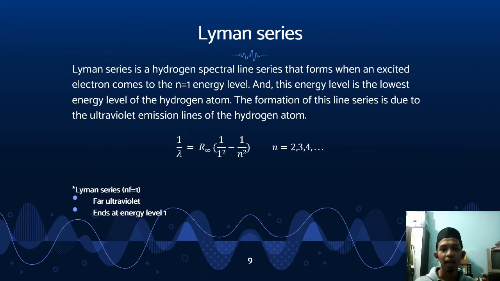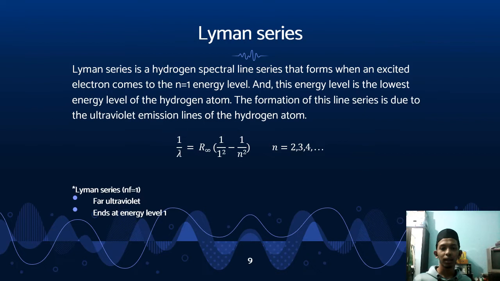In this slide, I will present to you about Lyman series, Balmer series, and Paschen series. Lyman series is a hydrogen spectral line series that forms when an excited electron comes to the n equal to 1 energy level. Lyman series is the lowest energy level of the hydrogen atom. The formation of this line series is due to the ultraviolet emission lines of the hydrogen atom.